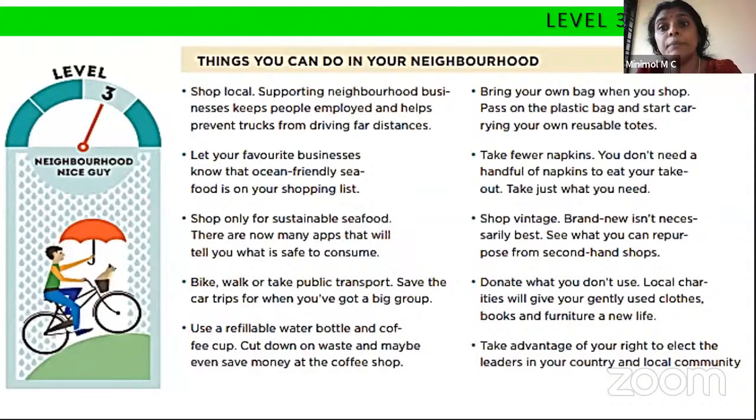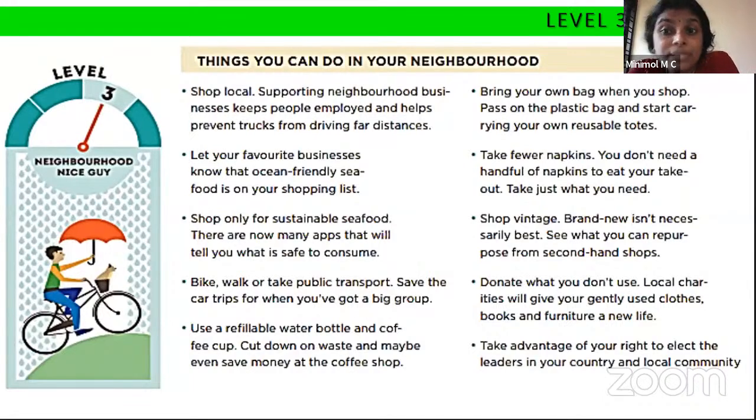When you go for shopping, take your own bag, pass on plastic bags, and start carrying your own reusable bags. And every time when you take napkins, make sure that you are taking very few. Only what you need, no? Don't make it a habit of using so many napkins and throwing them somewhere. Take just what you need.